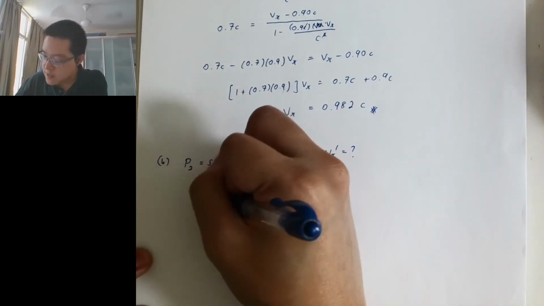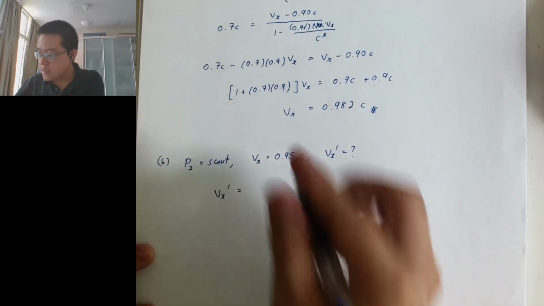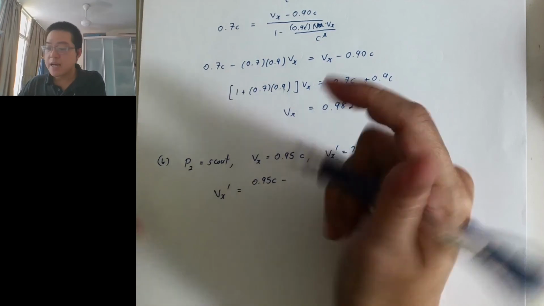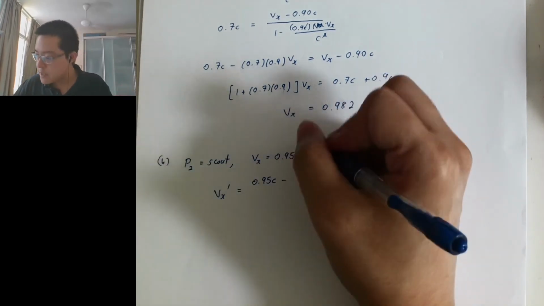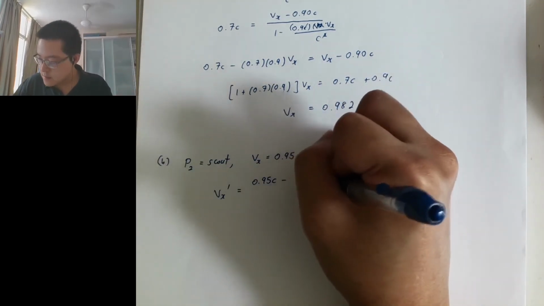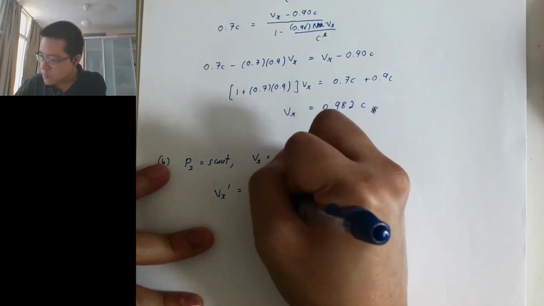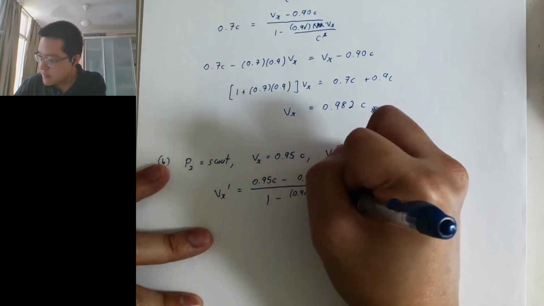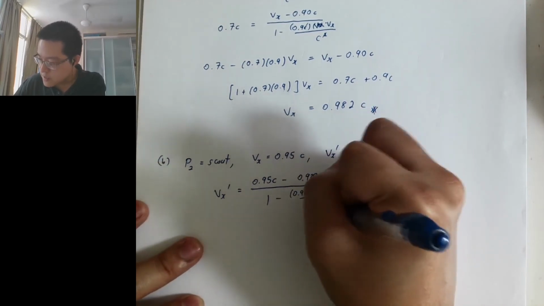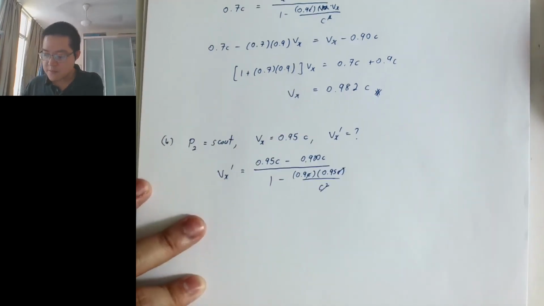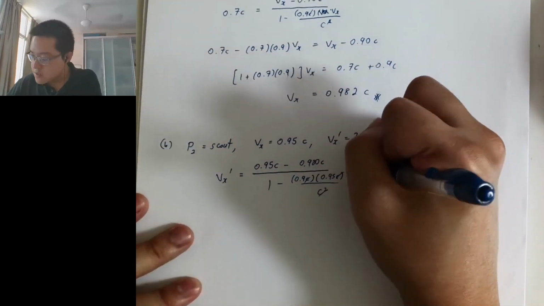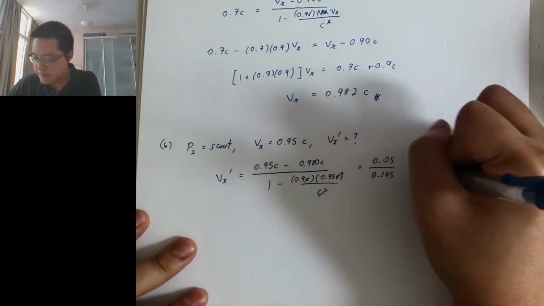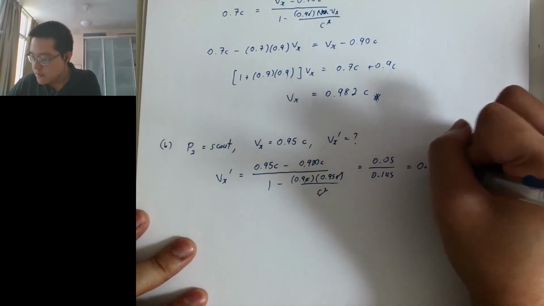Using the formula again, Vx prime is just the speed measured by Alice, 0.95c, minus the relative speed between Alice and Bob, 0.9c, over 1 minus 0.9c times 0.95c over c squared. So I can cancel all these terms, calculate and simplify. This is going to be 0.05 upstairs and downstairs is going to be 0.145. So this is 0.345c.